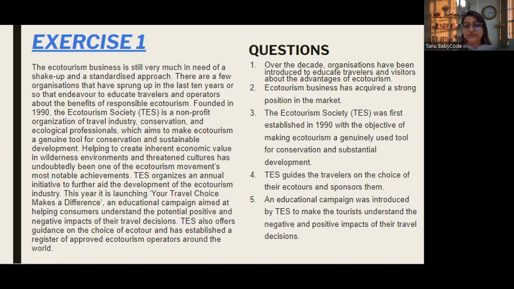Fourth one, TES guides the travelers on the choice of their eco tours and sponsors them. So they are talking about TES guiding the traveler. Do they guide the traveler on the choice of their eco tours and sponsor them? Let's look at it afterwards because we will be getting the answers in sequence.